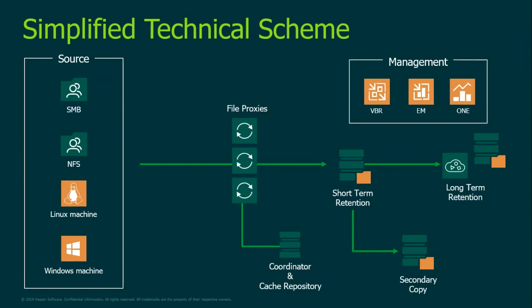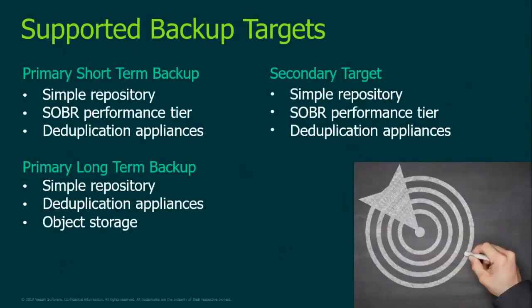So this is a very nice diagram which clearly and simply explains the NAS technical architecture of Veeam, how it works, and then the targets. As I mentioned earlier, we can use any simple repository, any of the cheapest storage you want to keep a backup on. Then you have the scale-out backup repository for performance tiers.